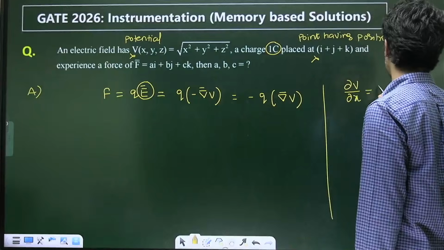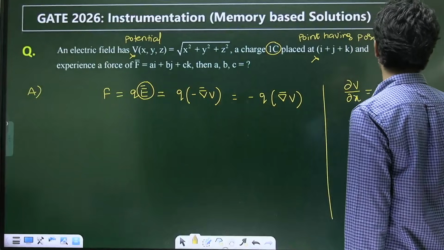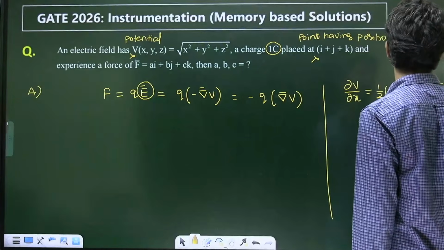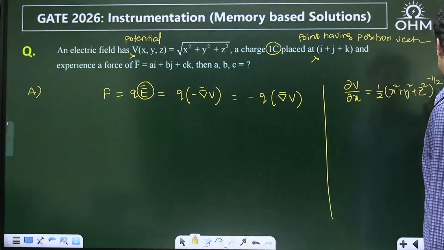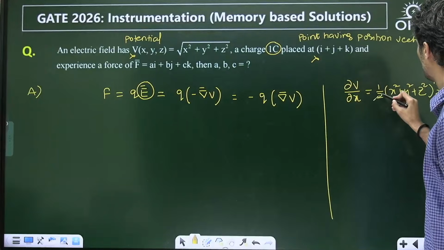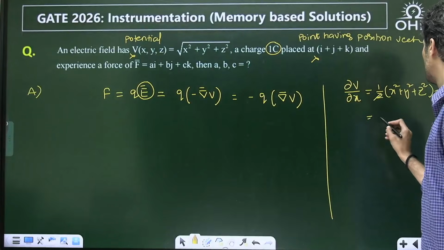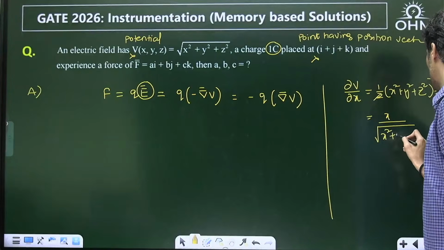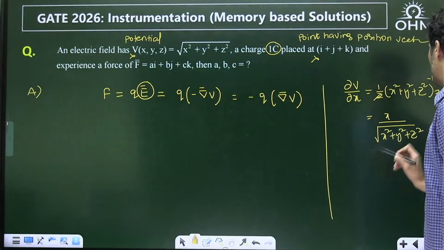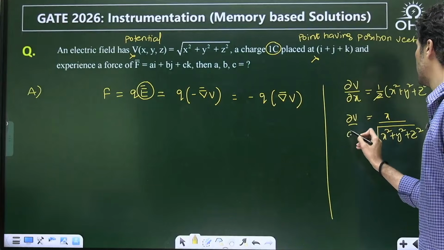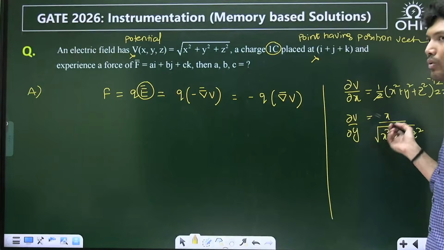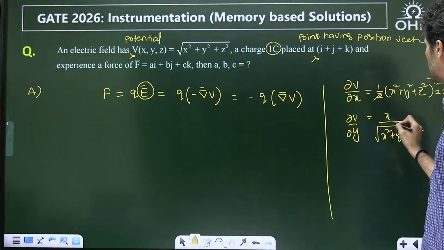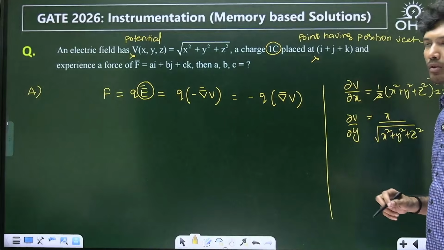If you differentiate that with respect to x first, what will you get? Half, x square plus y square plus z square whole power minus half, into the differentiation of x square, which becomes 2x. Okay, so 2 is gone. So this becomes equal to x by square root of x square plus y square plus z square. By symmetry, the differentiation with respect to y is y by square root of x square plus y square plus z square. And with respect to z, the numerator is z, and the denominator is square root of x square plus y square plus z square.